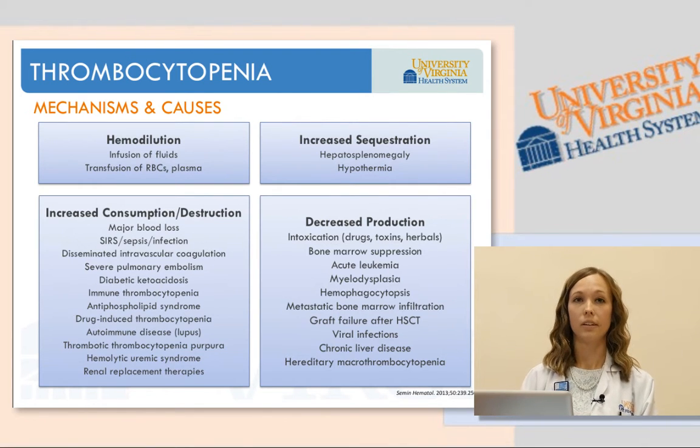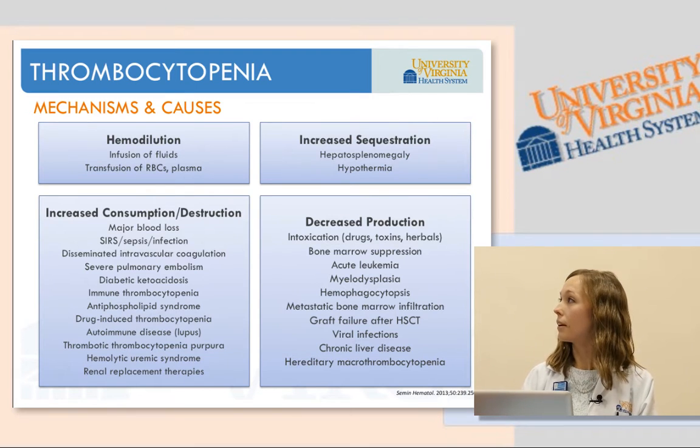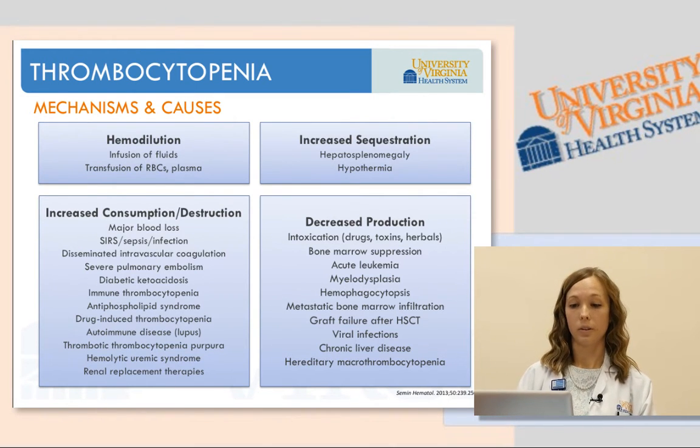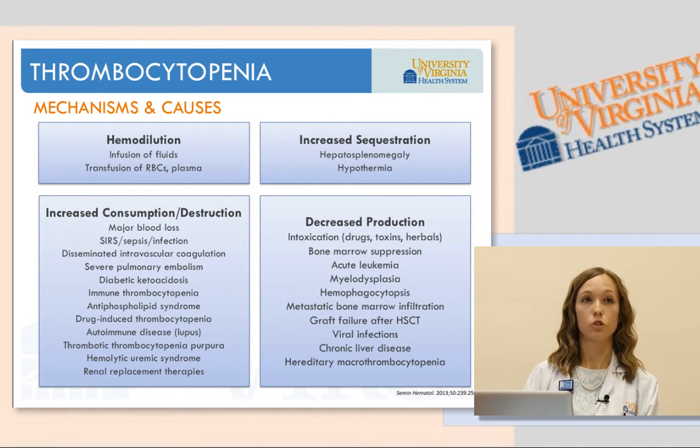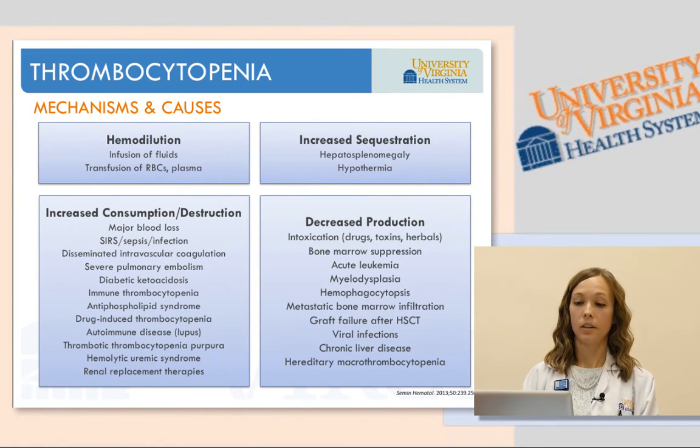So generally speaking, there are four main mechanisms of thrombocytopenia, how it can happen. We can have hemodilution, which occurs with infusion of fluids or blood products. We can have increased platelet sequestration. We can have increased consumption or destruction of platelets, or we can have decreased production of platelets. Now, of course, we wouldn't have time to go through every single one of these, even if we had all day, so we're only going to focus on a couple today that are most relevant for the patients that we're all going to see here at UVA. And we're going to start with every pharmacist's favorite, drug-induced thrombocytopenia.